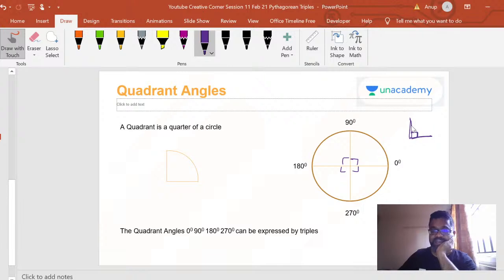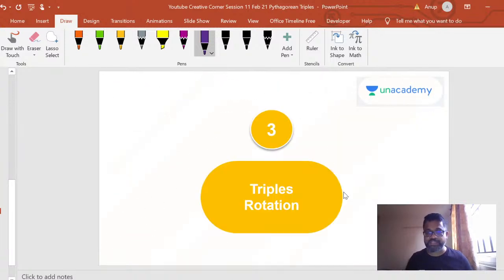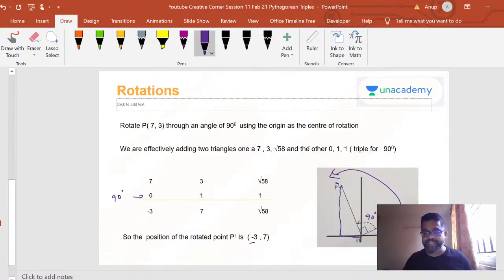So if I have 90 degrees, there's no base here. All it has is these two sides, that's all. I represent it this way, and it will be helpful to remember 0, 1, 1, 1, 0, 1, 0, minus 1, 1. These are the triples for these angles. This will be useful when I come to this problem, where I am rotating this by 90 degrees. I can simply apply 0, 1, 1, that's the triple for 90, and I follow that same pattern for triples addition, and this is what I will get.